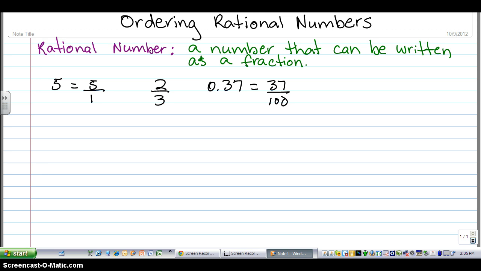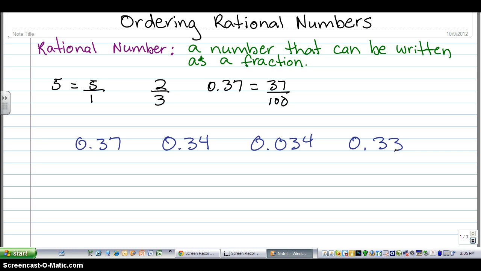How do we order decimals? Let's go back and let's take that 0.37, and let's say we have 0.34, and maybe we have 0.034. Okay, and 0.33. And we have to order these from smallest to largest. And the way we do that is we just compare each place value.